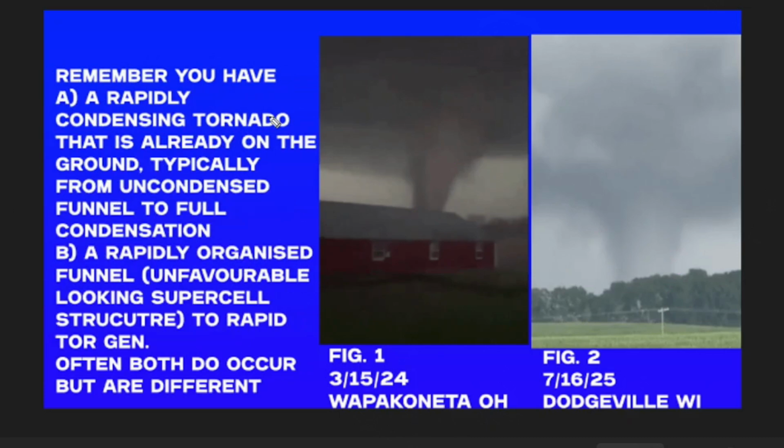Another point is that you have a rapidly condensing tornado that is already on the ground, going from an uncondensed funnel to a full condensation, as I've just mentioned. That's one situation, and sometimes there's a misconception with this, so that's why I've labeled it A and B. A is this rapidly condensing tornado from an uncondensed phase. Typically you'd see it like this with some ground motion, but this is one phase, a rapidly condensing tornado, typically from an uncondensed funnel to a full condensation.